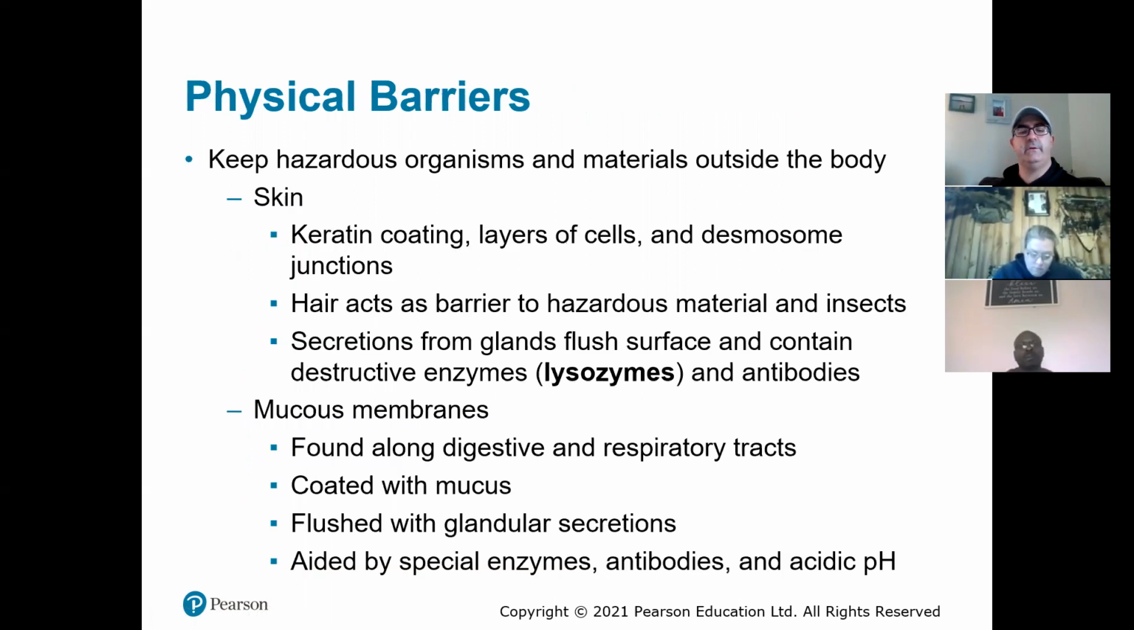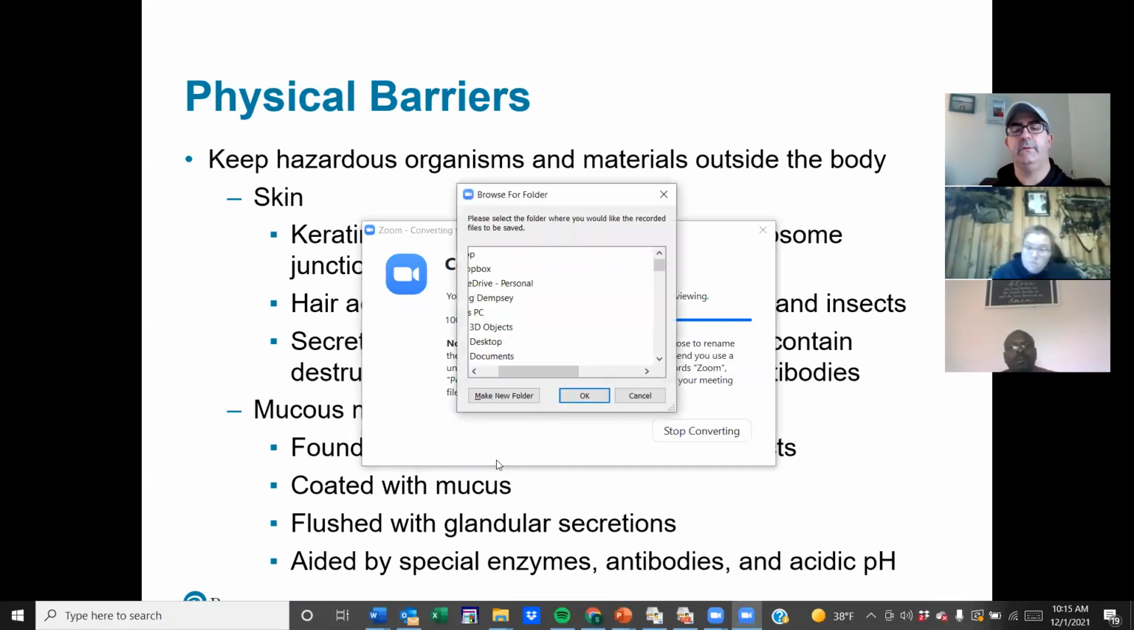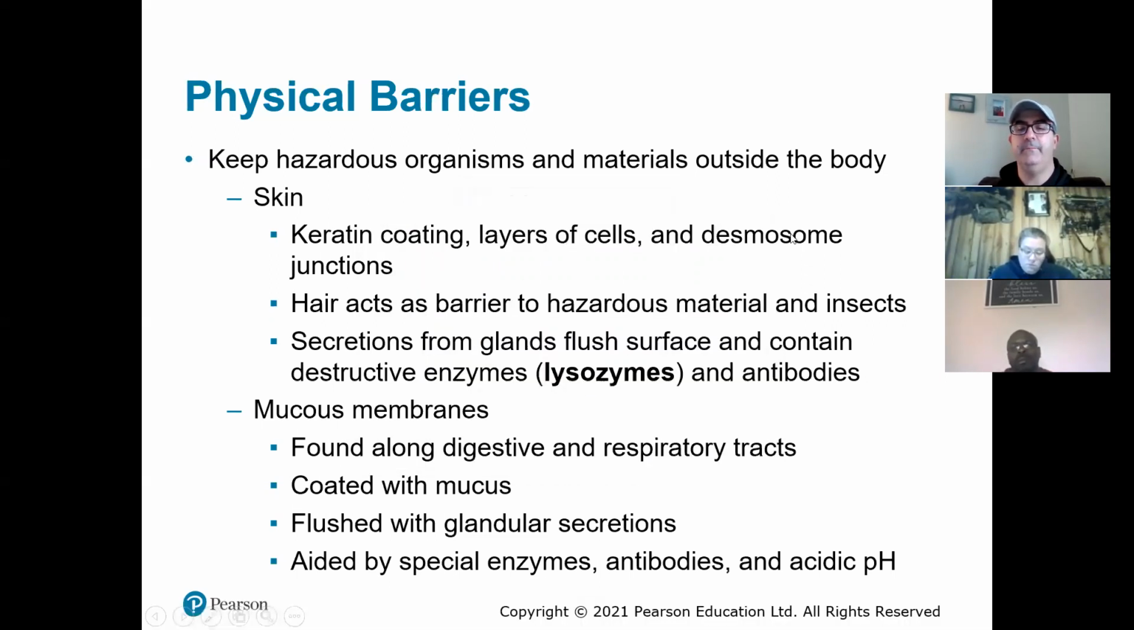So physical barriers are exactly what you think of. They are trying to keep microorganisms out. The biggest one that we have, obviously, is our skin, right? Our skin's role is to try to keep things out. It acts as a barrier. We do have glands that secrete things to the surface of our skin, and some of those secretions have enzymes in them, and those enzymes can actually break down certain microorganisms.